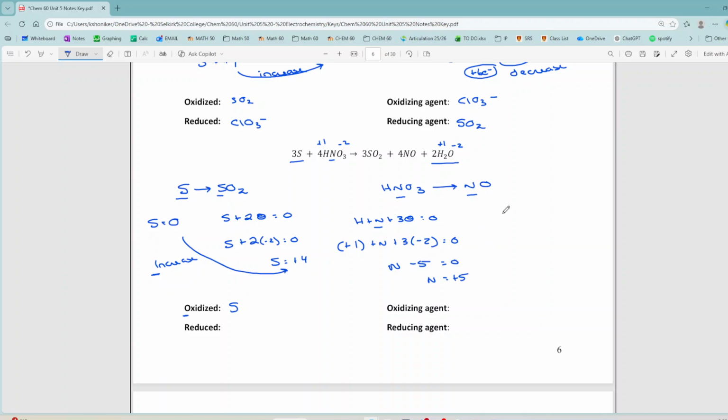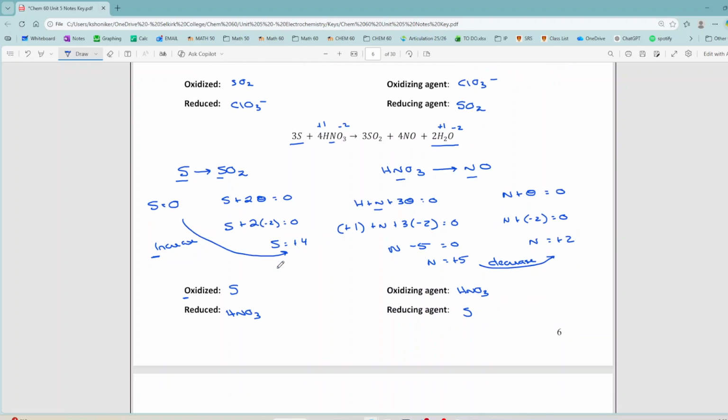And on the right-hand side, I have nitrogen plus oxygen equal to 0. Again, I'm going to assume a -2 for the oxygen, which means my nitrogen is +2. This is a decrease in oxidation number, which means that this is the species being reduced. So the HNO3 is being reduced and acting as the oxidizing agent, whereas the sulfur was being oxidized and acting as the reducing agent. Now, usually they won't ask you for all 4, they'll ask you for like one of them, but it's good to know all of them.